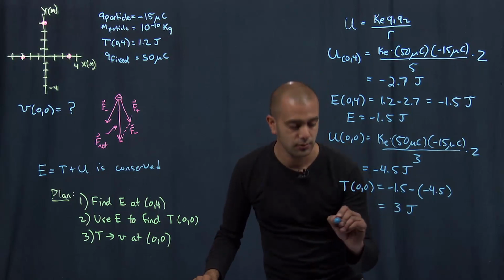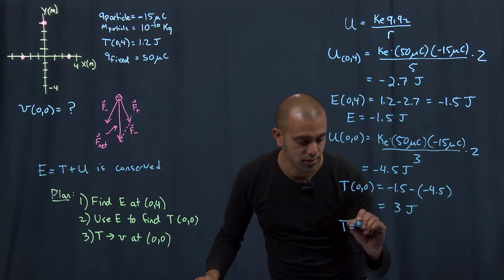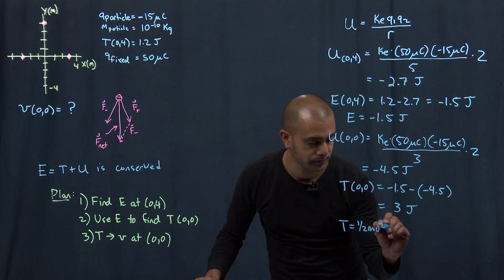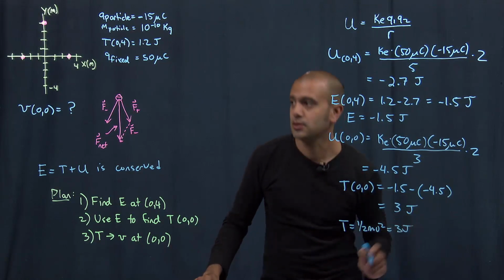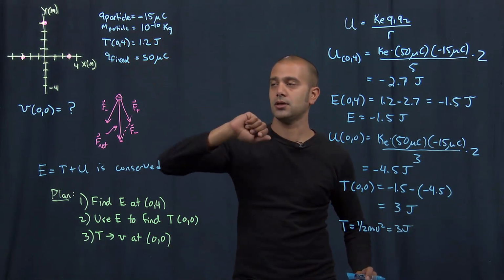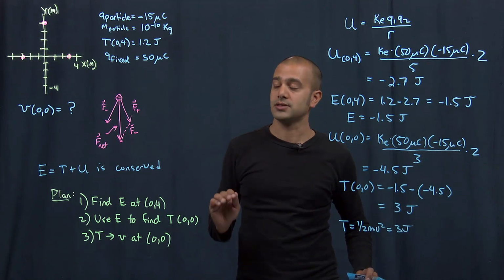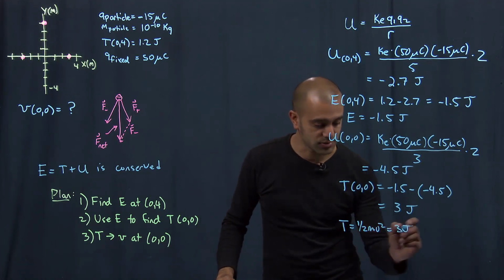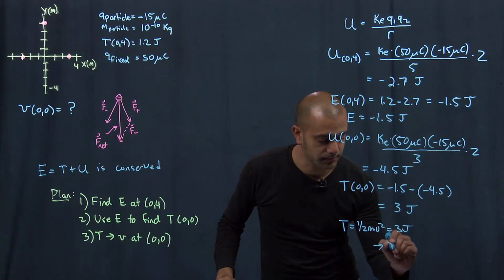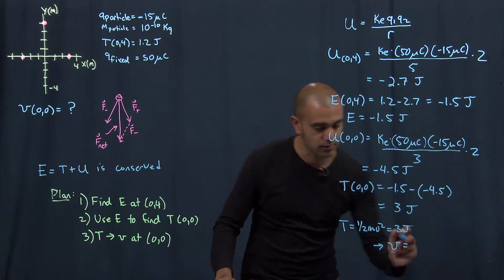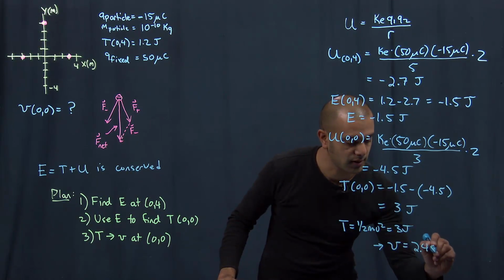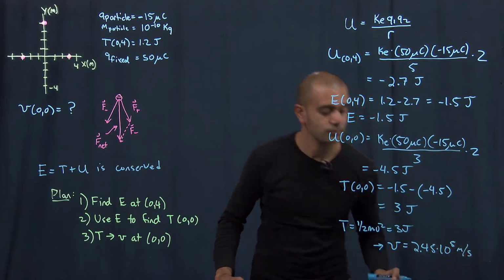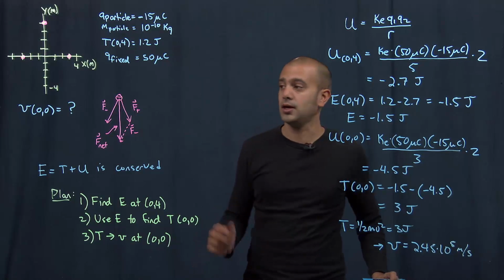To find that velocity, you just use the fact that kinetic energy is 1/2 mv squared. And then using the mass that we have up here, which is 10 to the negative 10 kilograms. Solving that, you should find that the velocity of this particle when it gets to the origin is about 2.45 times 10 to the 5 meters per second. Right, so that's the answer to the problem.